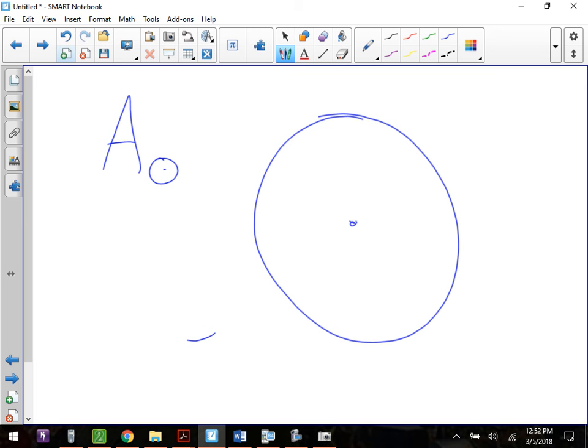Now, with a circle, every one of these guys has this segment here. What is that called when it goes from the center to the side? It's the radius.